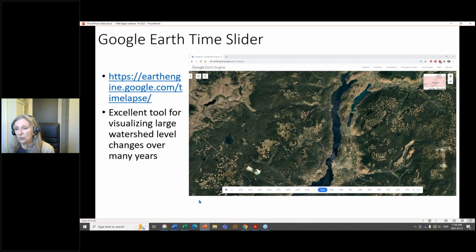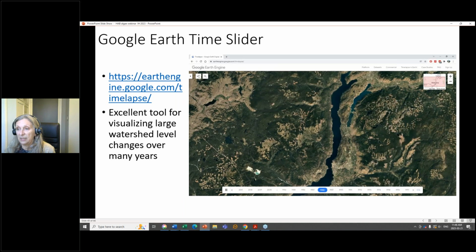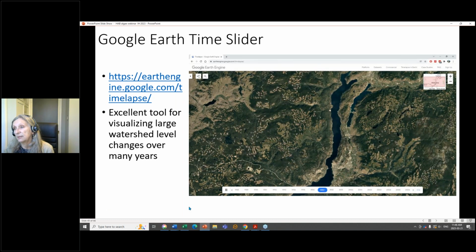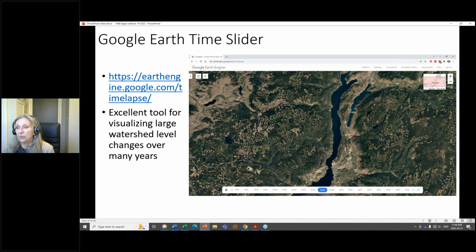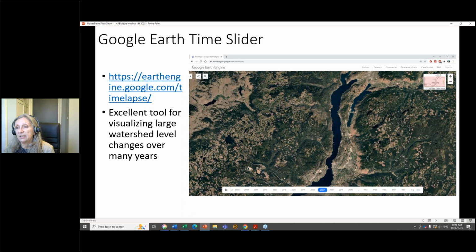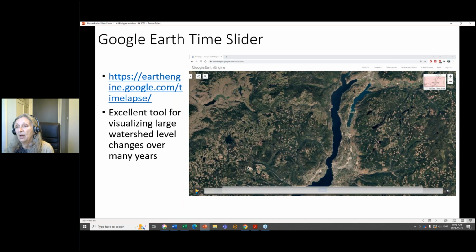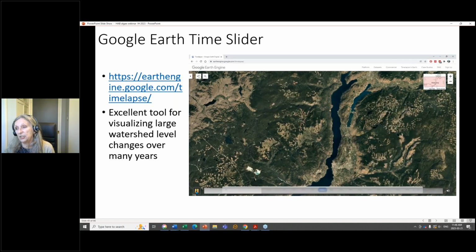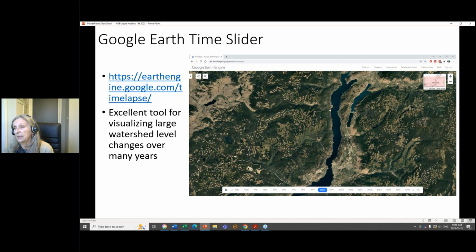The first is the Google Earth time slider. Please have a look at what's happening to the forests here. This is from 1980 to present in the Okanagan. Obviously, it's not wise to think that this watershed can function the way it did back in 1980. Watch this time for the changes in the urban settings.